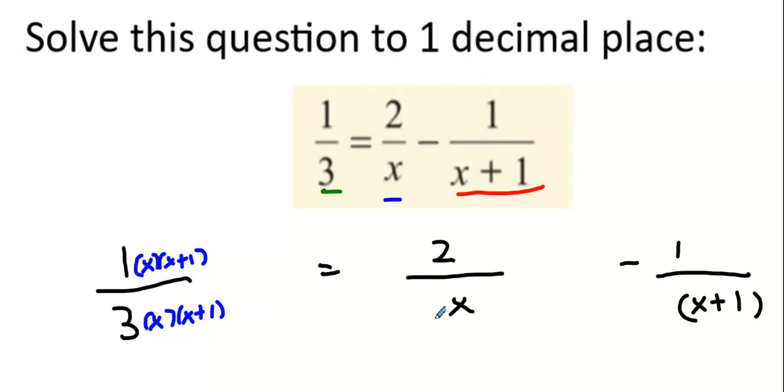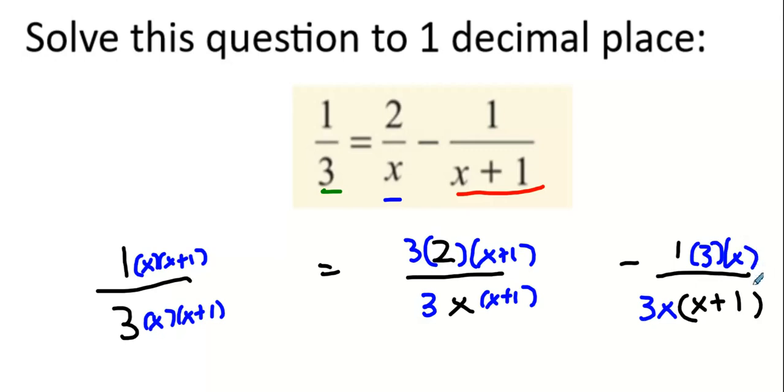The next one is lacking the 3 and the x plus 1. So we can do 3 times 2 and then times the x plus 1. And then the last one's lacking the 3 and the x, so it's 3 multiplied by x, and then that's 3 also multiplied by x. Now the denominators are all the same. We don't have to pay them any attention anymore.